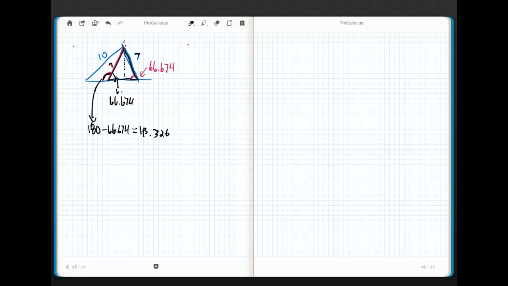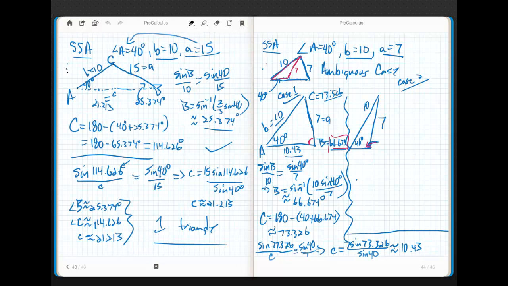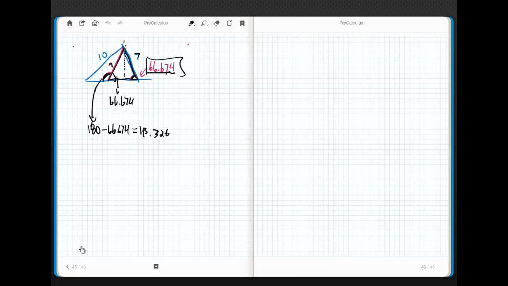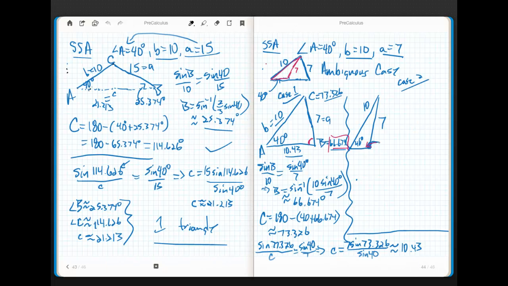Now, that always works in the ambiguous case when you have two cases. Once I found this angle right here, and I need this angle, I just do 180 minus the angle that I discovered. So when I stumble back here, I say, wait, I've got to look at that again. Was it 113.326? So this guy right here is 113.326. And now I just have another triangle to solve.